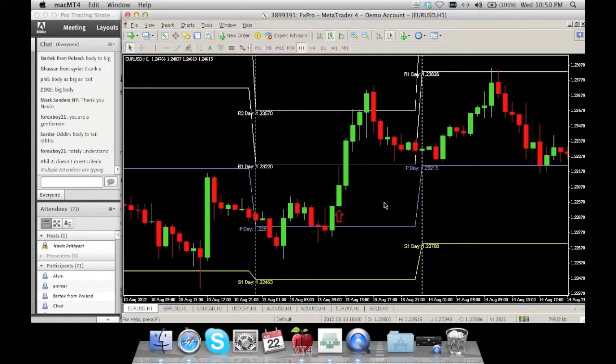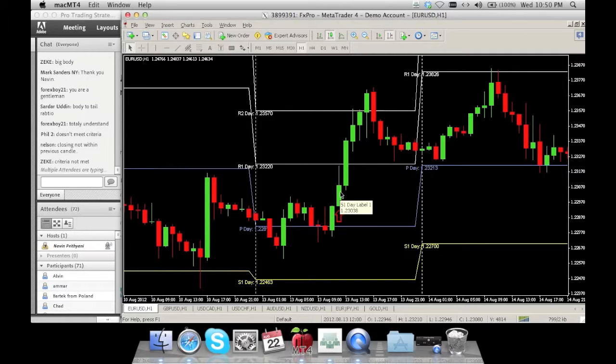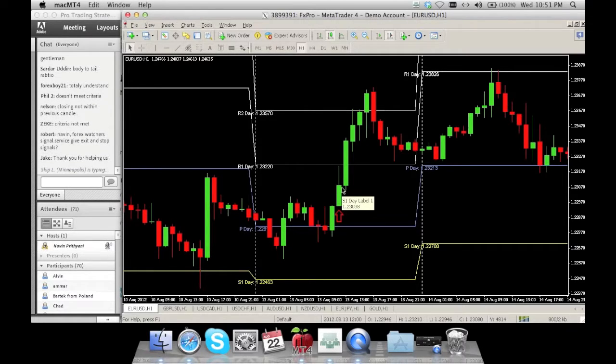Okay, so here we go. Body to tail ratio doesn't meet criteria. Closing not within previous candle. When you have a body almost as big as a tail and it doesn't meet the 4 pieces of criteria, this is what we call a false exhaustion. That gives you a trend continuation pattern. It tells you the market's actually going to go long rather than turning around.